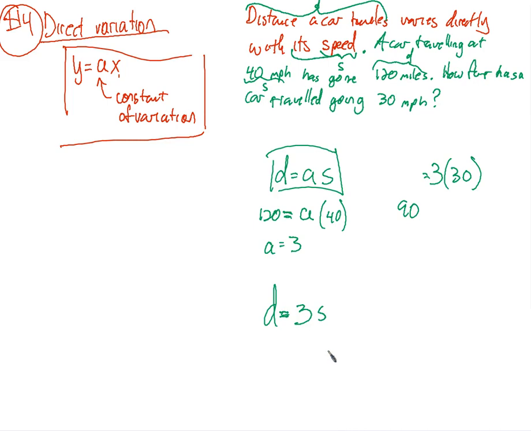And so if I've given you that example that enabled you to find 3, then you can always take some other example, some other speed, plug it in, find the distance. Likewise, we could be given a distance, plug that in, find the speed. But that's the way this example goes. So that's direct variation.